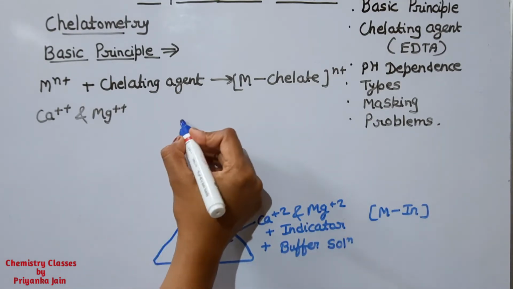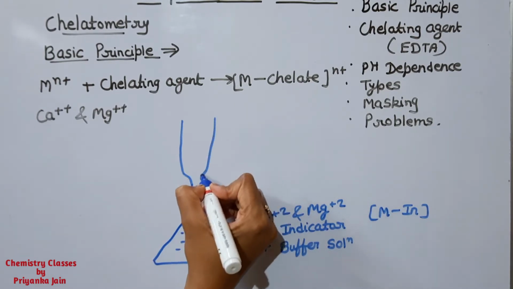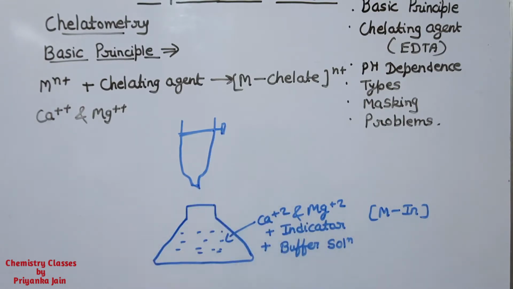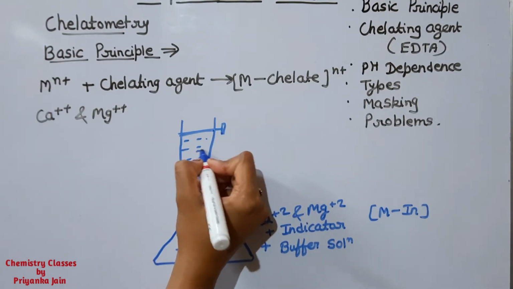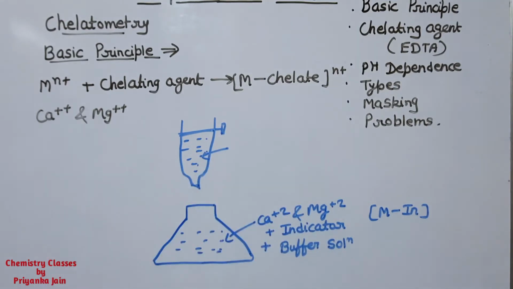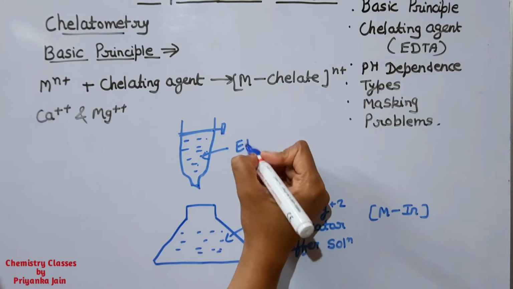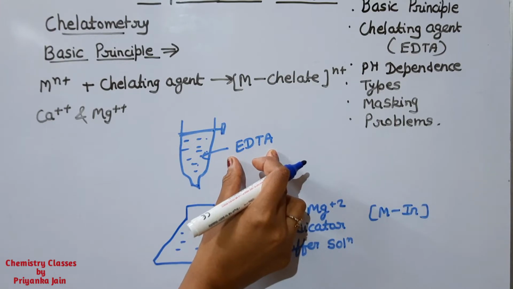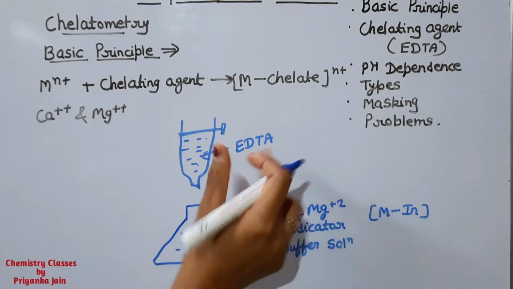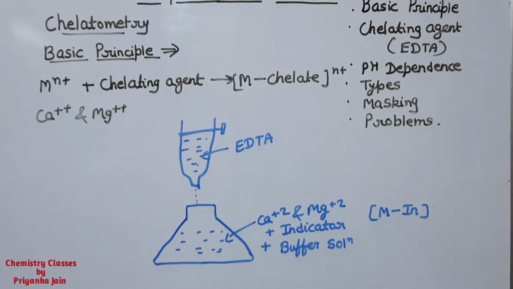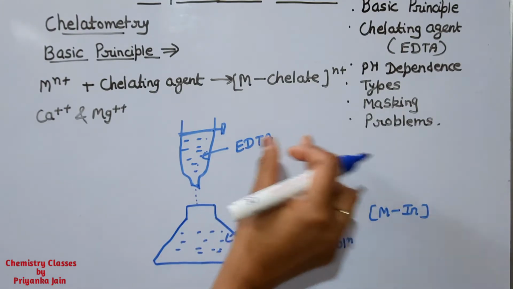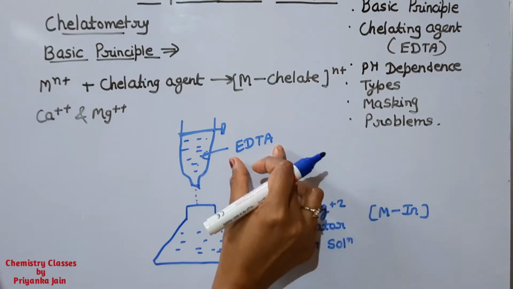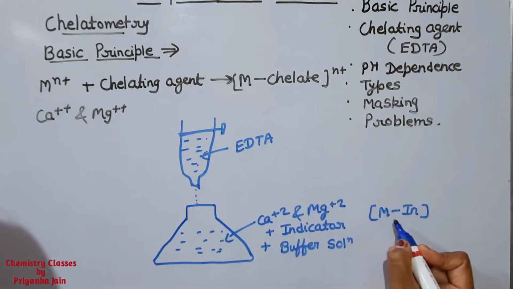Now what do we have to do? This is the burette, and here we have a chelating agent. This is the solution of the chelating agent, and in most common cases the chelating agent is EDTA. We take the disodium salt of EDTA because it is water soluble. We add it drop by drop. This EDTA will form a complex with the metal. The metal indicator complex is less stable as compared to this; the metal EDTA complex is more stable.